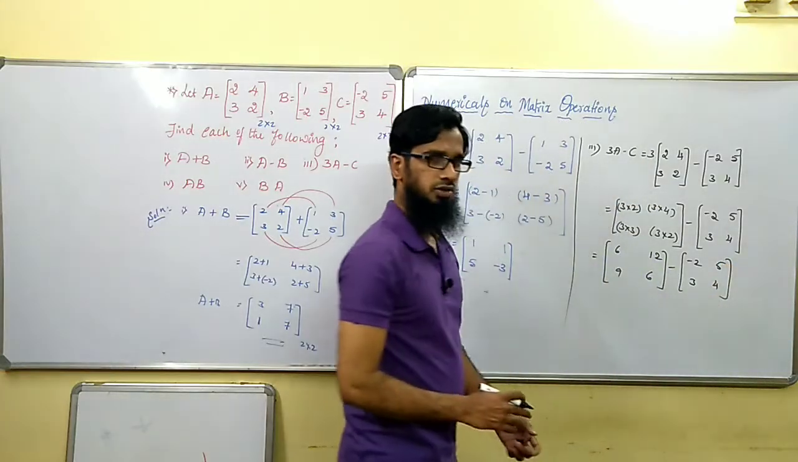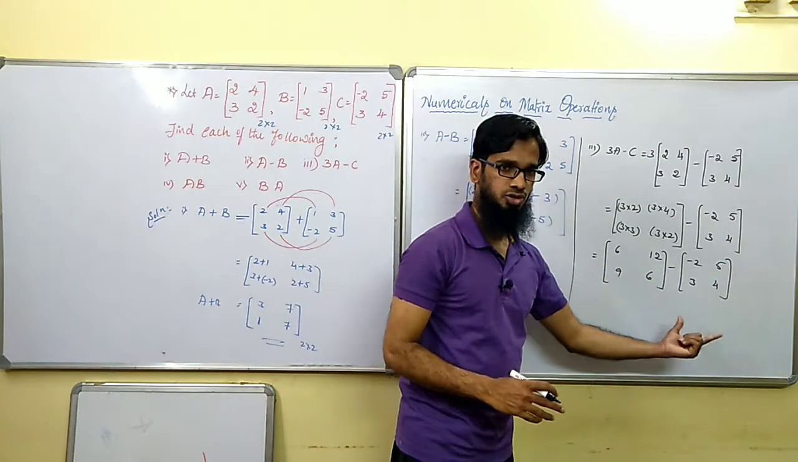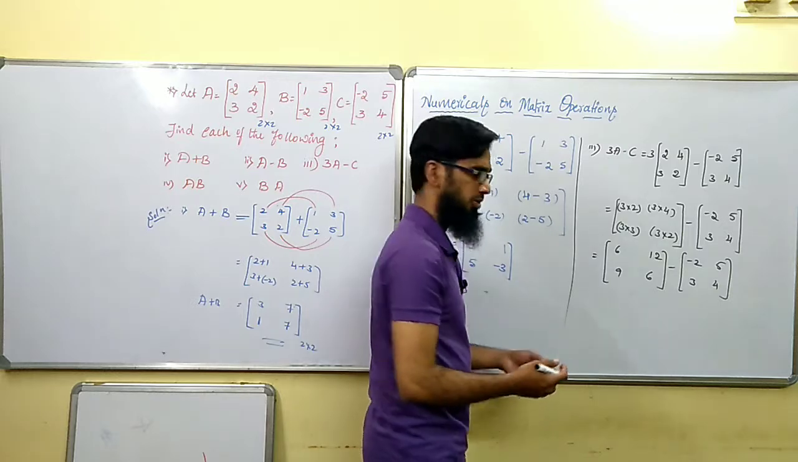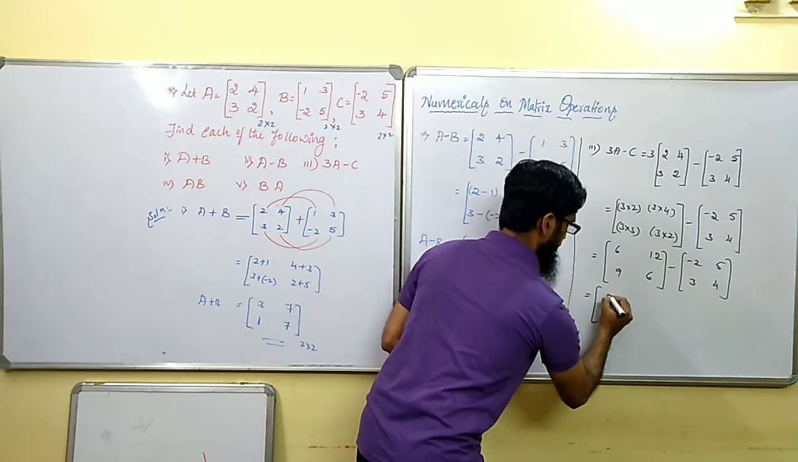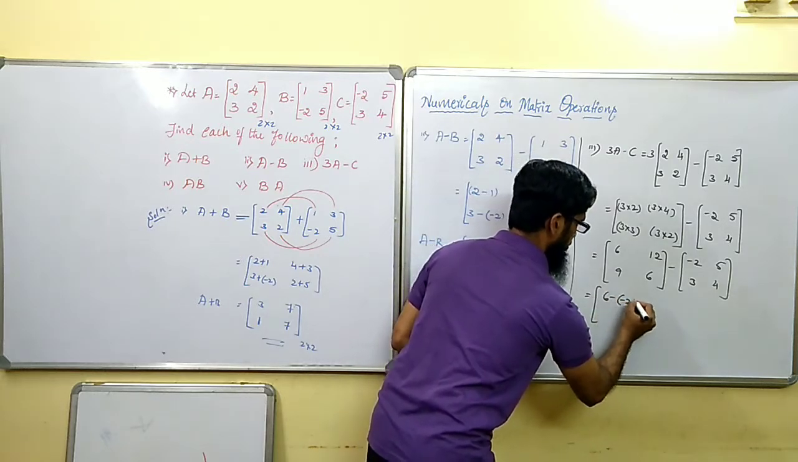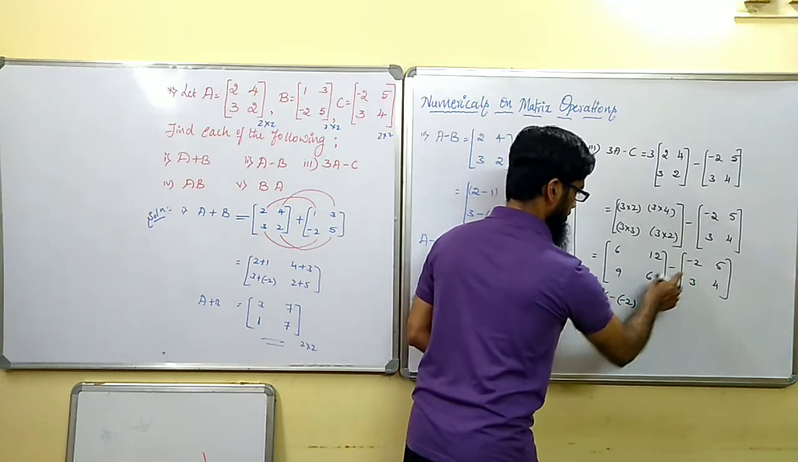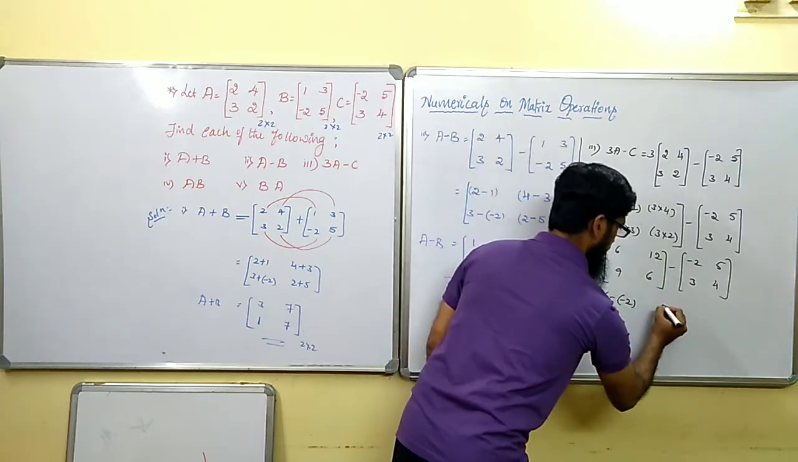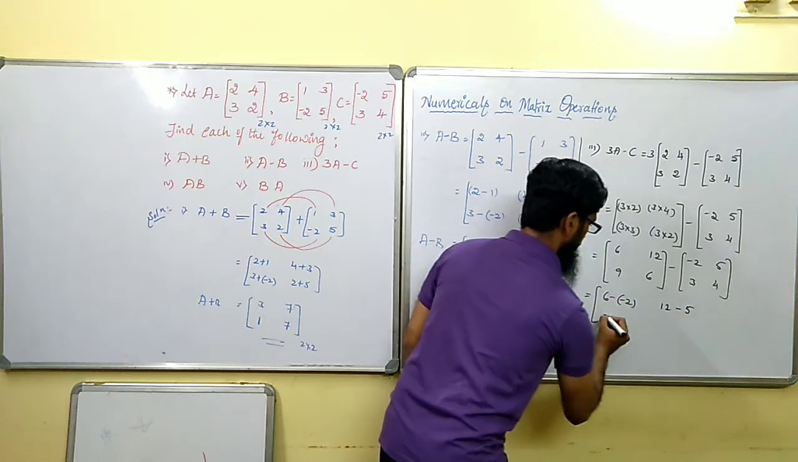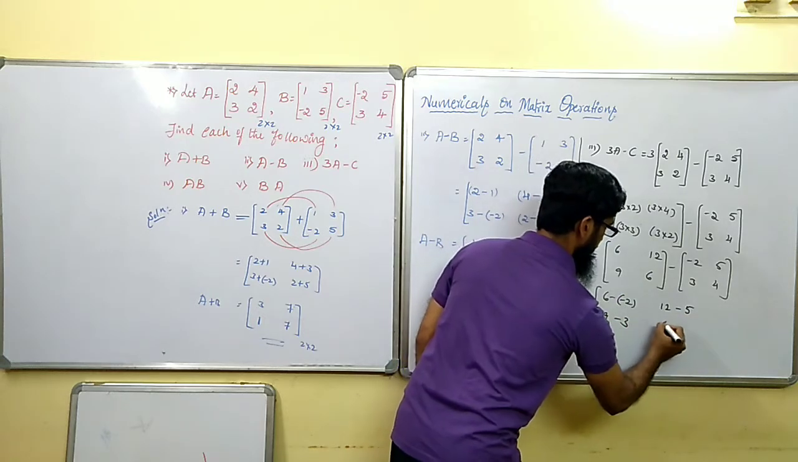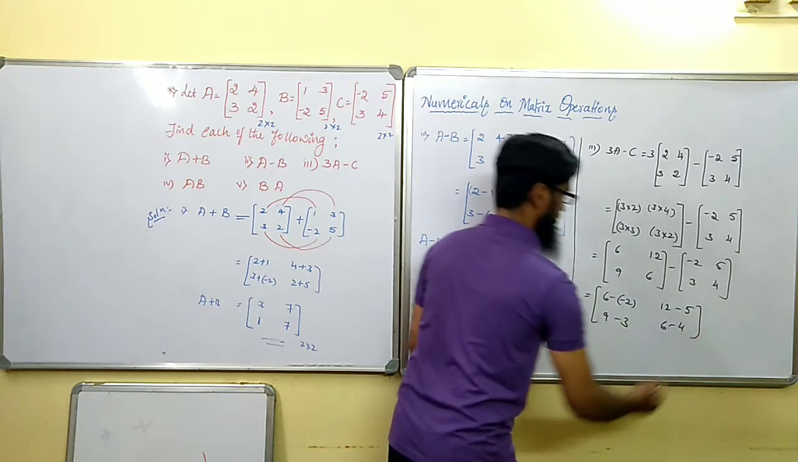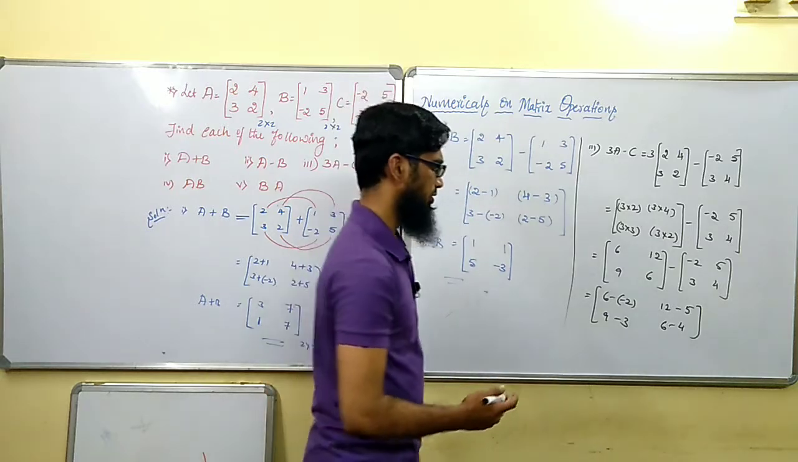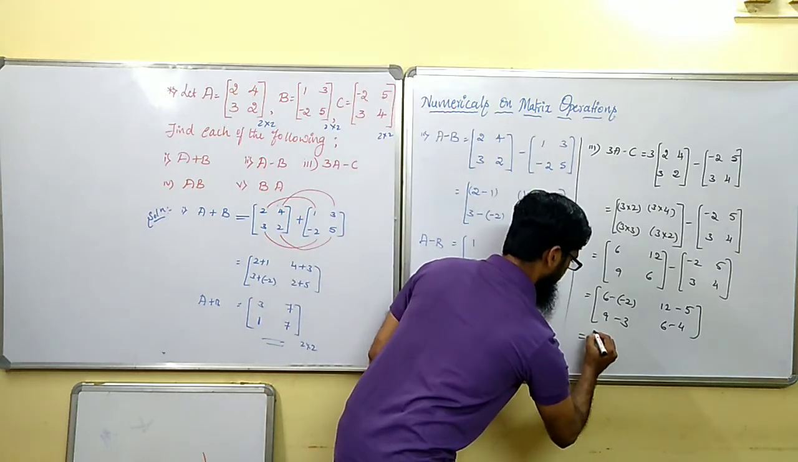After that it becomes a matrix subtraction, so just subtract the corresponding elements. So this becomes 6 minus of -2, then 12 minus 5, 9 minus 3, 6 minus 4. So we have substituted the values of the matrix. Now we just simplify this.